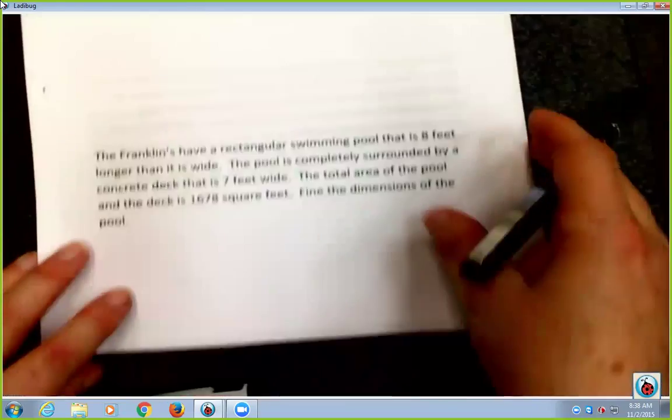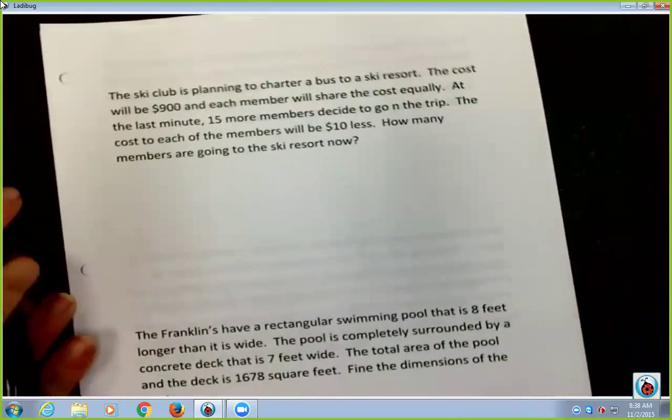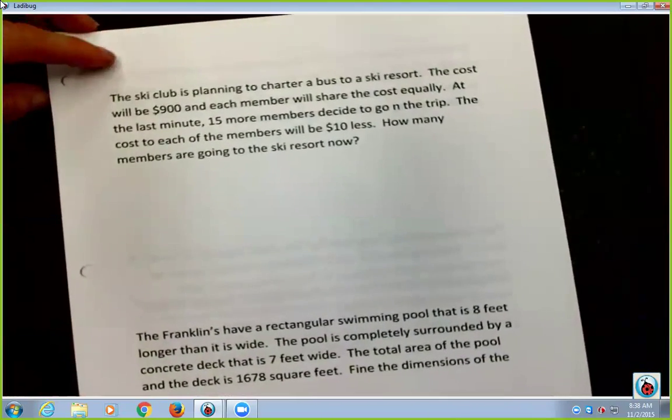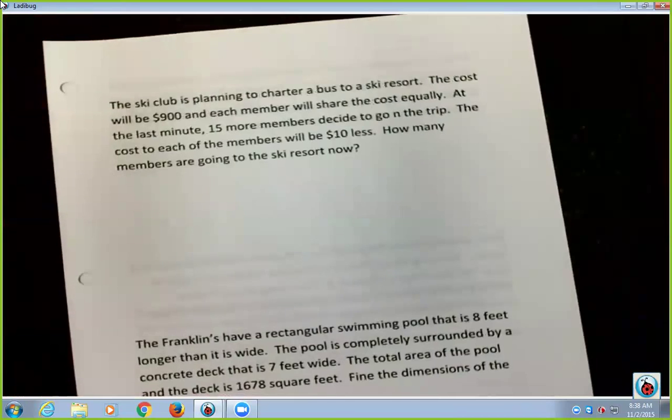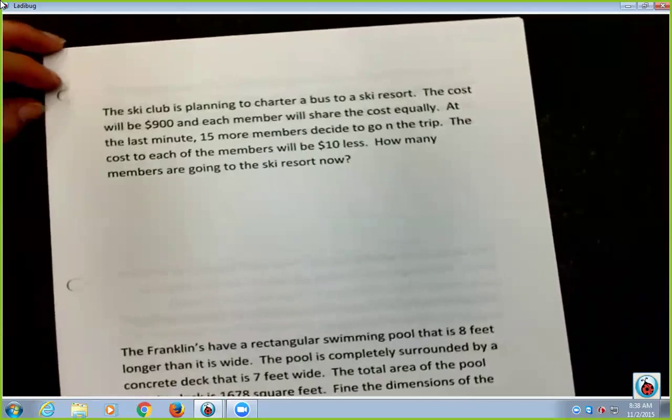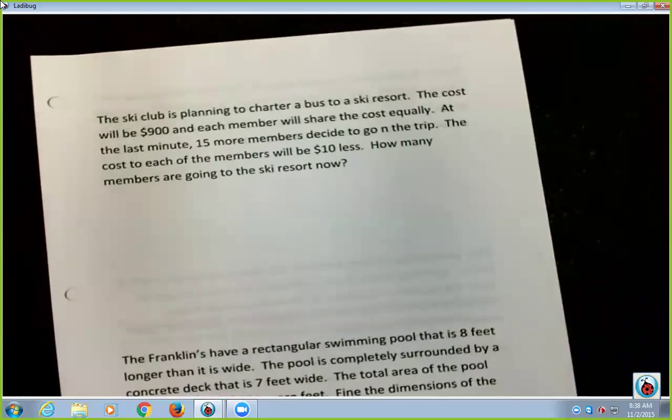Next one's the ski club with a charter bus. And that's like the other one we did. And again, they like to put a few of these into your problems to work with. So let's see if we can set it up. So it's like that last one.